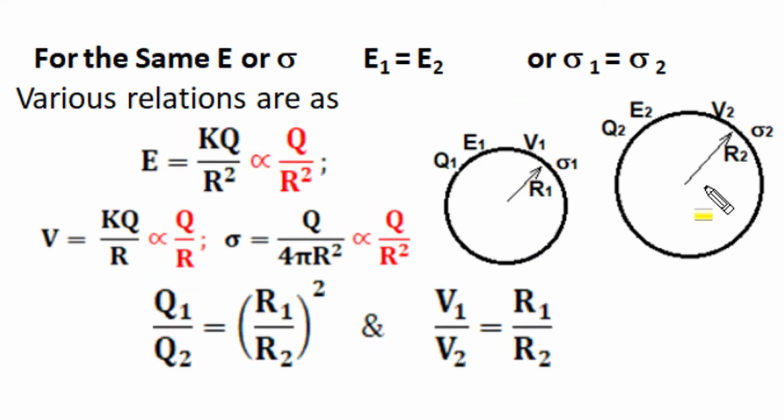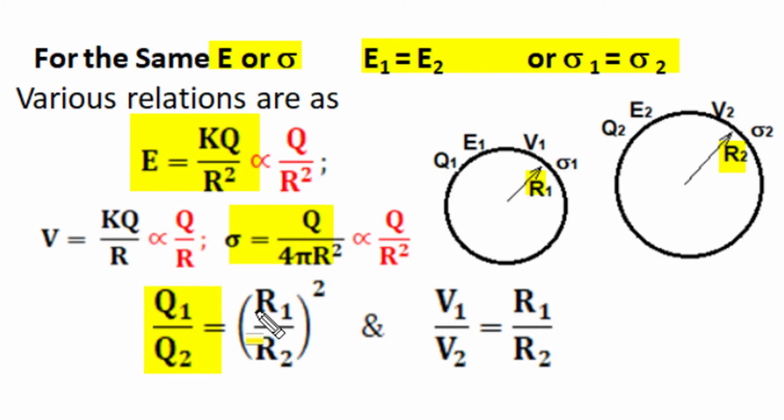When two isolated spheres of radius r1 and r2 have identical value of surface electric field intensity or surface charge density, E1 is equal to E2 or sigma 1 is equal to sigma 2, then the relation of electric field intensity or surface charge density clearly indicates that charge on those spherical surfaces becomes proportional to radius square. So q1 upon q2 ratio is equal to square of the ratio of radiuses of two spheres.